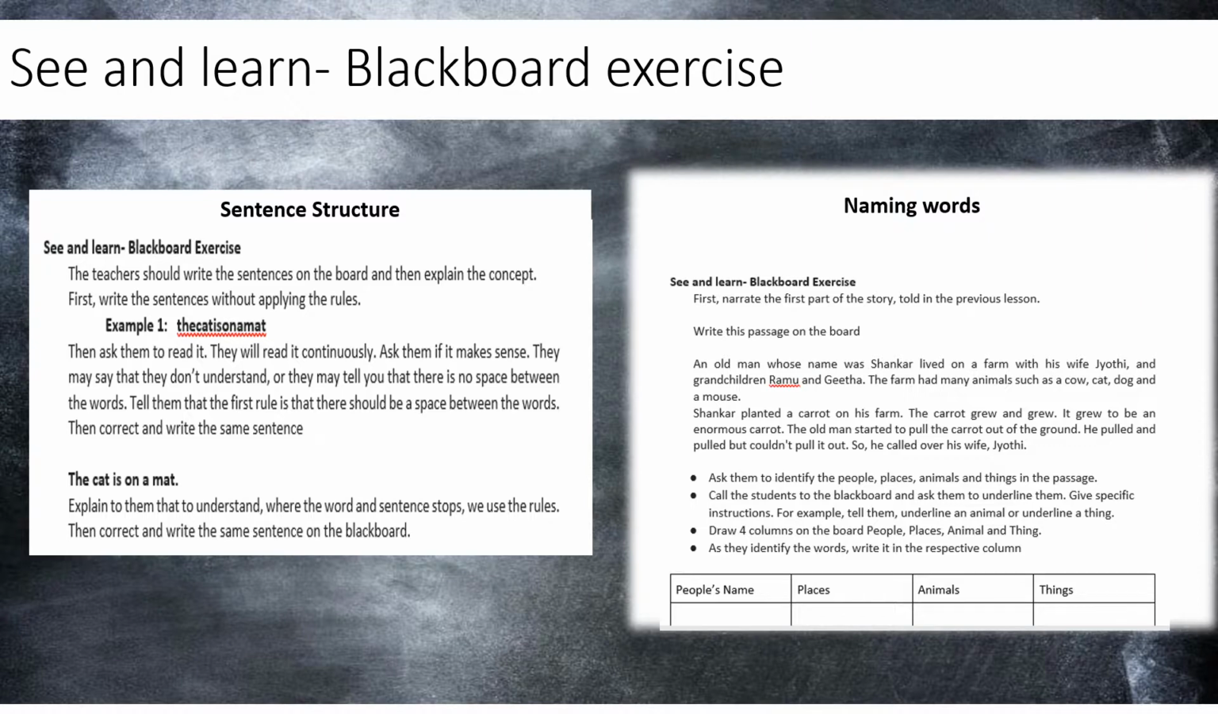Once they identify it, you have a further discussion on this, and then help them to understand that naming words are the words which are used to indicate these things: people's names, places, animals, things, and names of places, and so on.